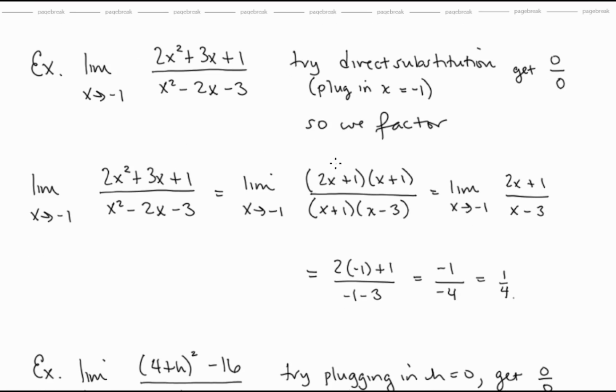So we factor our numerator and we factor our denominator, and sure enough we see the x plus 1 in both cases, and so we can simplify and we know that these limits are equal. And at this point we can just plug in x equals negative 1. So here we get 1/4.